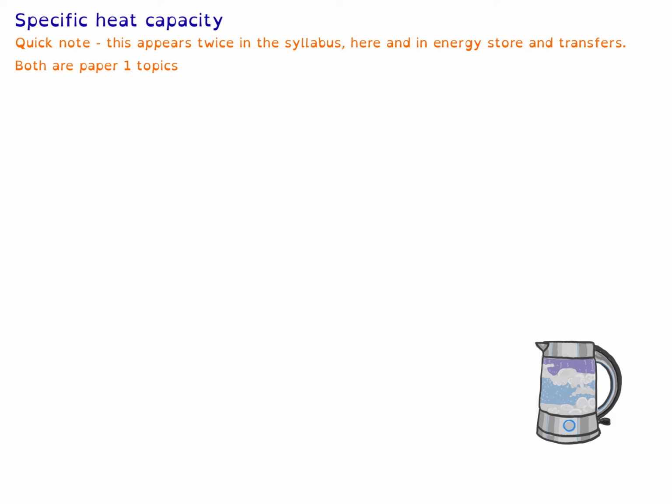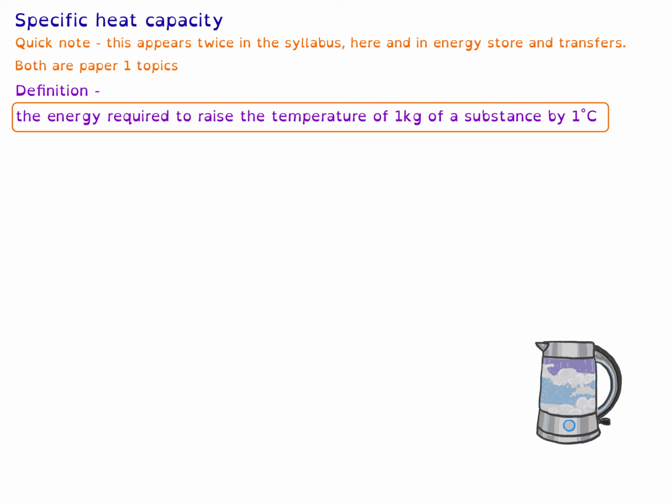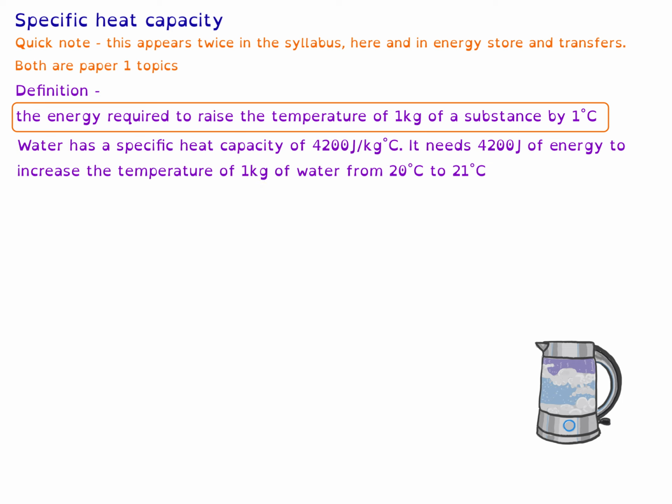Specific heat capacity appears twice in the syllabus. It's here and it's in energy stores and transfers. Both are paper 1 topics. The definition for specific heat capacity is the energy required to raise the temperature of 1 kilogram of a substance by 1 degree C. Water has a specific heat capacity of 4,200 joules per kilogram degrees C. This means it needs 4,200 joules of energy to increase the temperature of 1 kilogram of water from 20 to 21 degrees Celsius, an increase of 1 degree C.